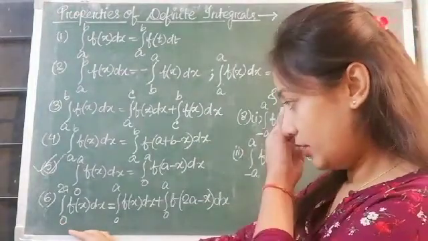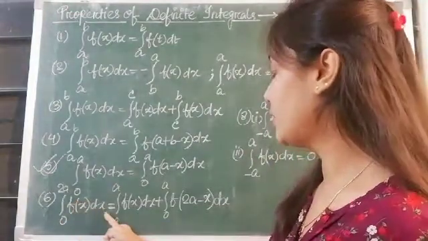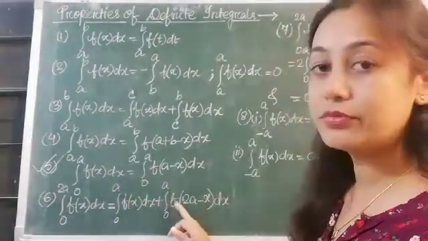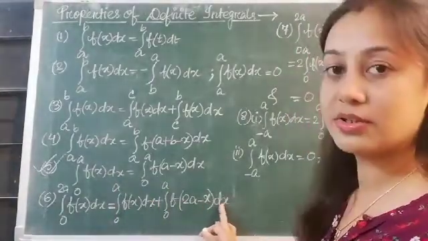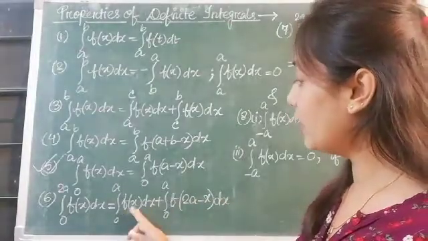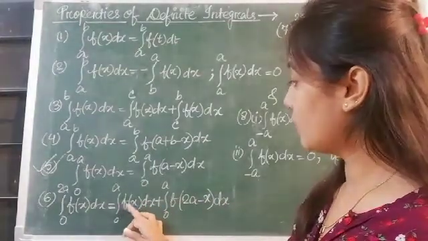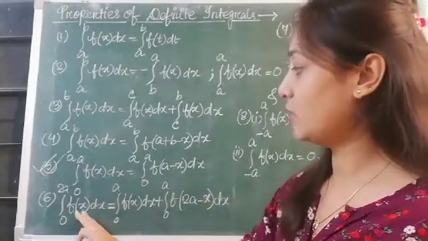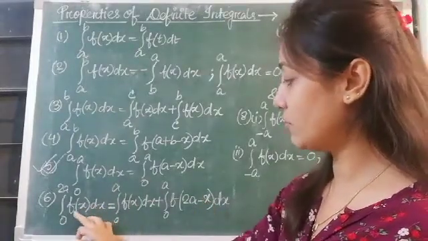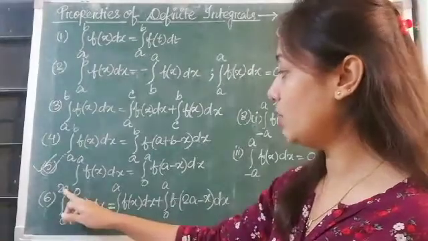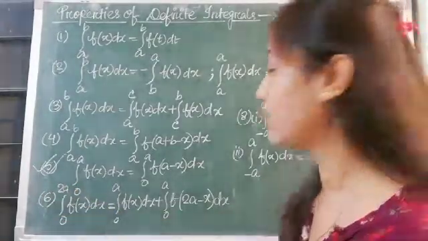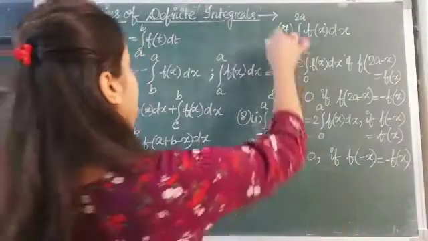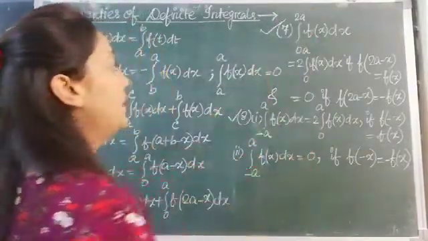Next is integration of 0 to 2a f of x dx, which is equal to integration of 0 to a f of x dx plus integration of 0 to a f of (2a minus x) dx. So when you add two integrals whose functions are f of x and f of 2a minus x, you will get integration of f of x dx whose lower limit is 0 and upper limit is 2a.